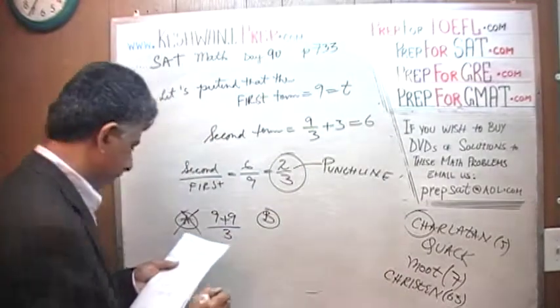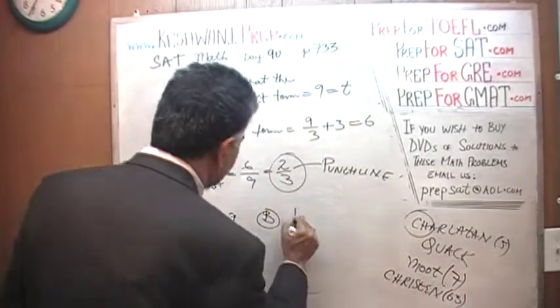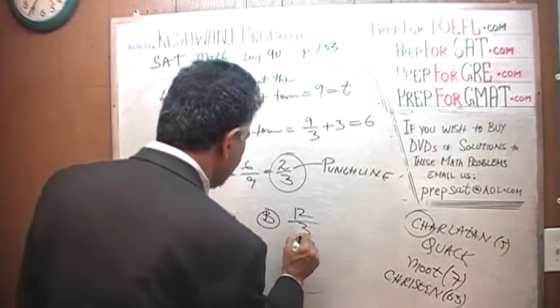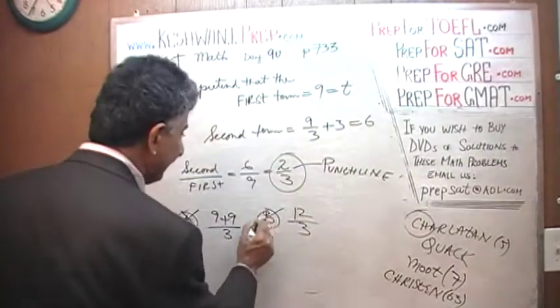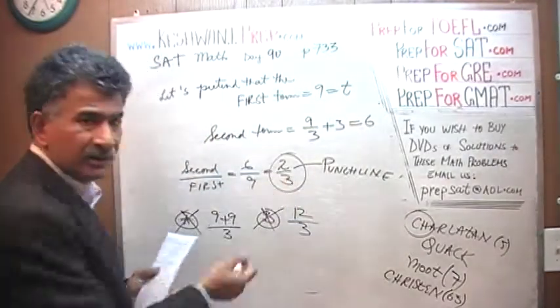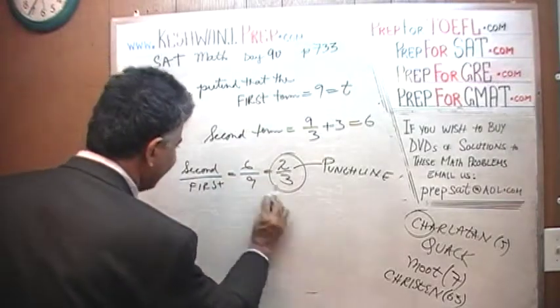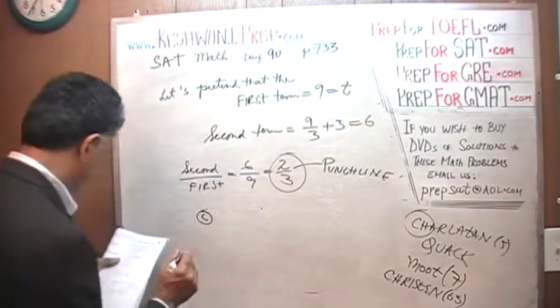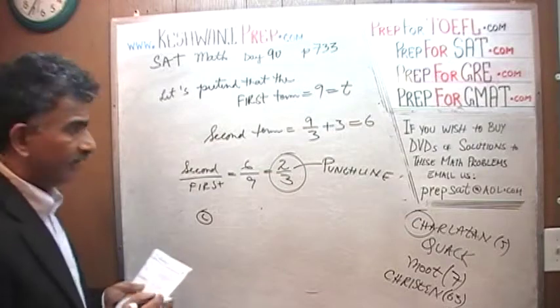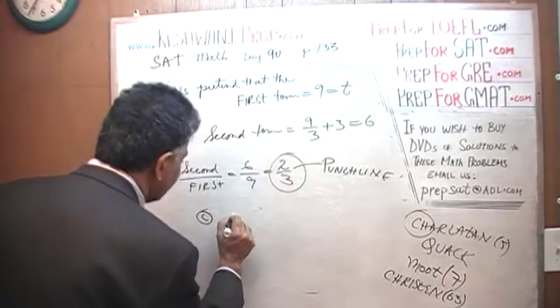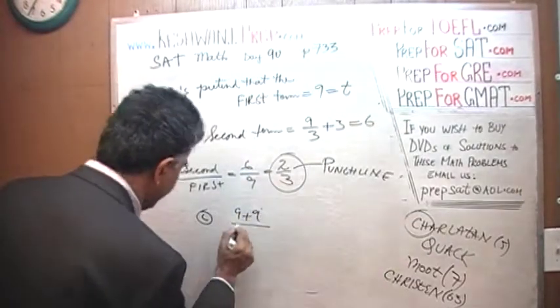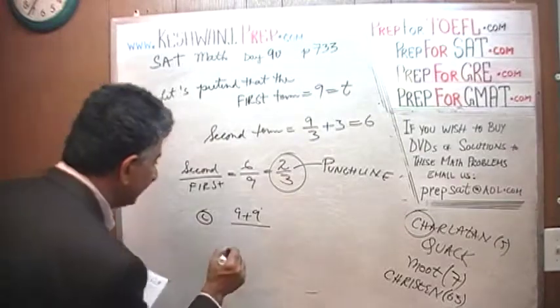B says t plus 3, which is 12/3. Well, 12/3 is going to be 4. That doesn't give us 2/3. We're looking for our punchline. The punchline is 2/3. B is not the answer. Let's look at C. C says t plus 9. T is 9. So t plus 9 is going to be 9 plus 9 over 3 times t.